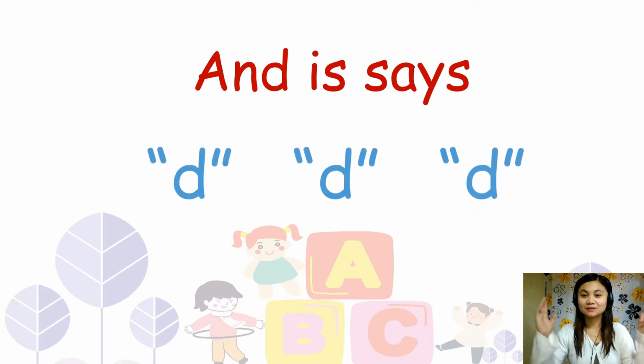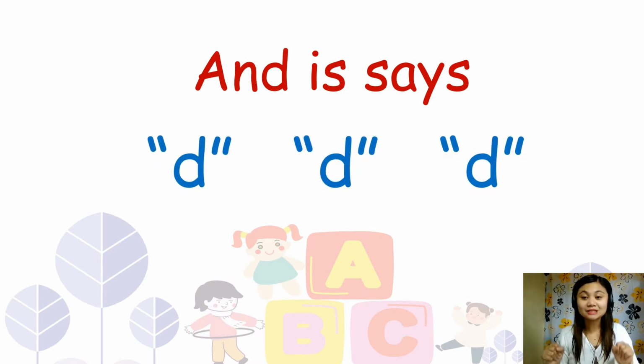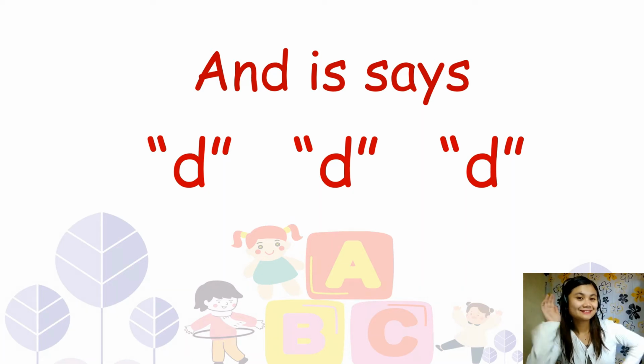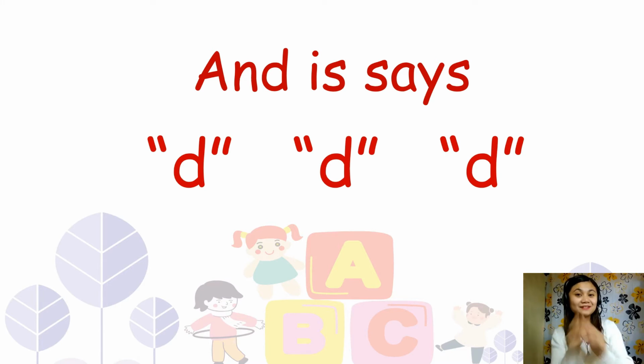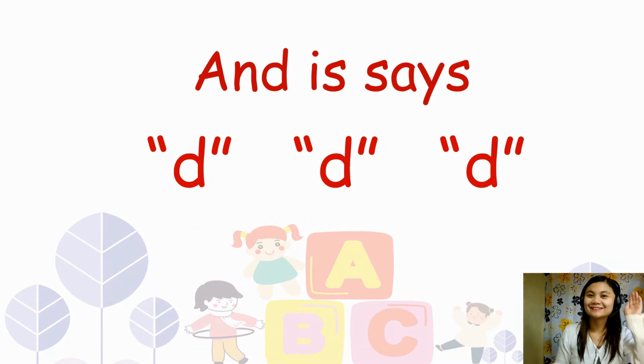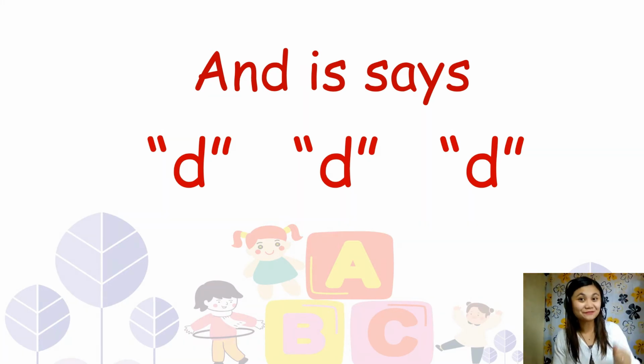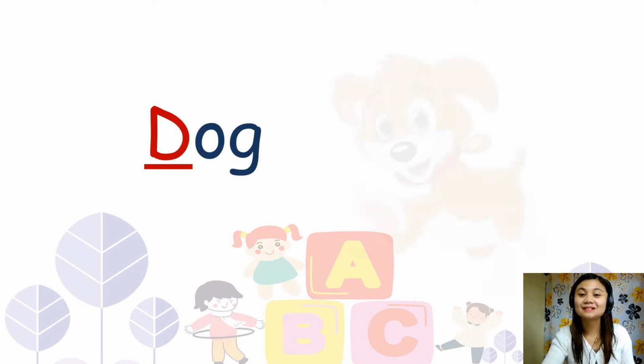Now here, let's say together, letter D sounds like D, D, D. Let's say together, D, D, D. Let's say it again, D, D, D. Oh, you did very well. That's nice. Now let's continue class to the next page.